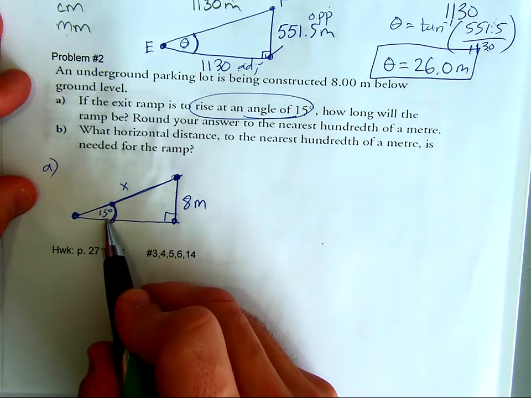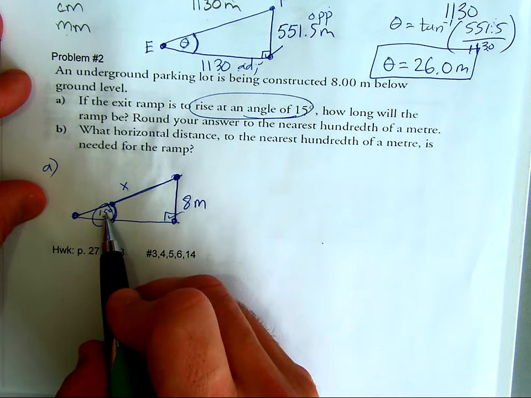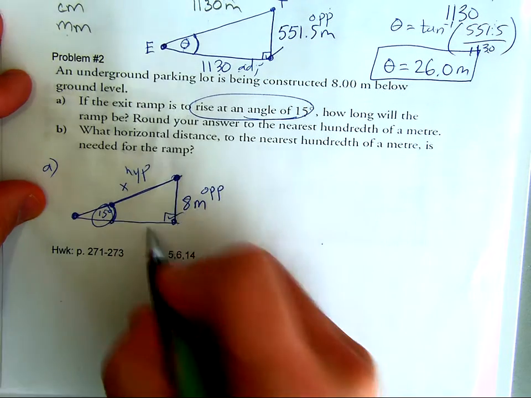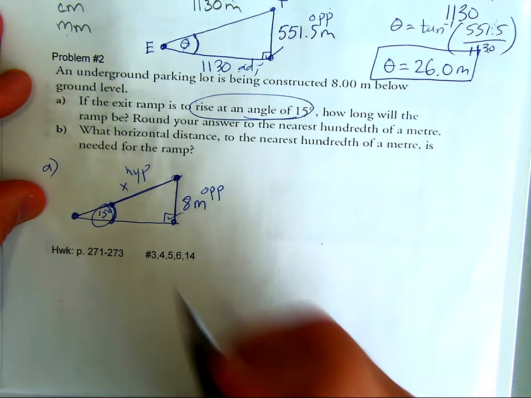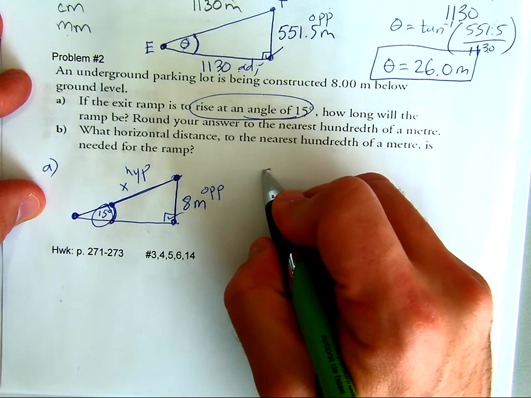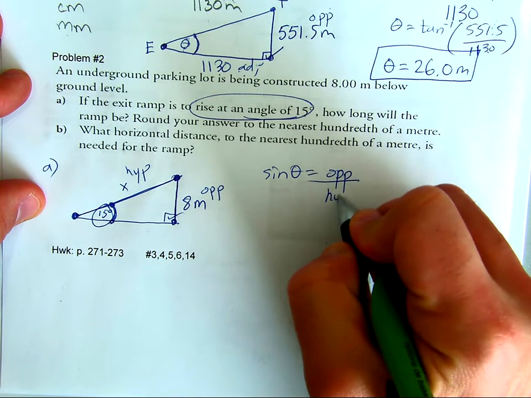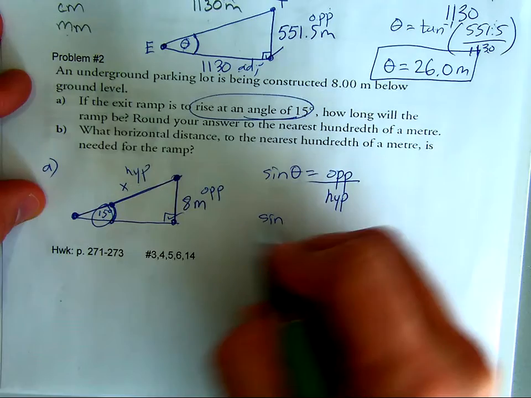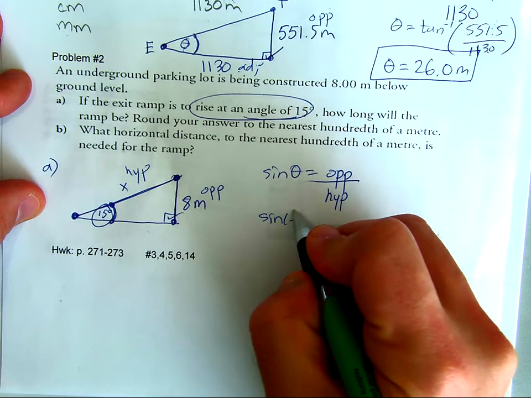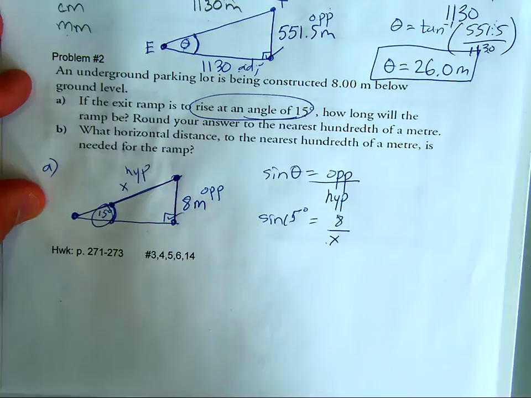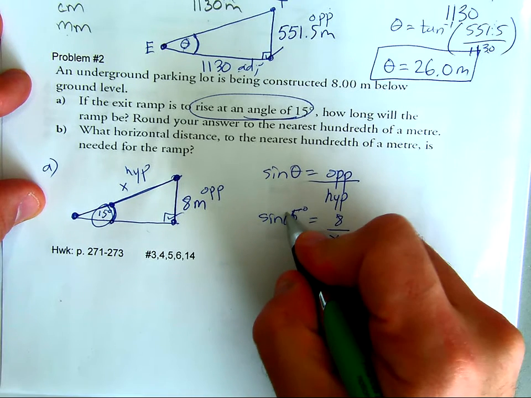According to this angle that they give us, 90 degrees allows us to use SOHCAHTOA. According to this angle, this is the opposite side. This would be the hypotenuse because it's across from the 90. What relates opposite and hypotenuse? Well, sine. So sine of theta is opposite over hypotenuse. So sine of 15 degrees is equal to opposite, which is 8, all over hypotenuse, which is x. Now, this one here, I have to solve for x.